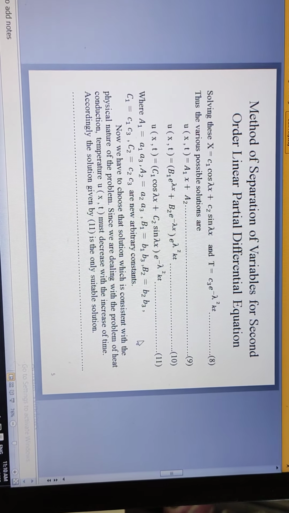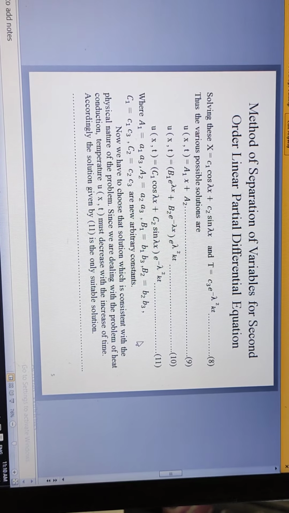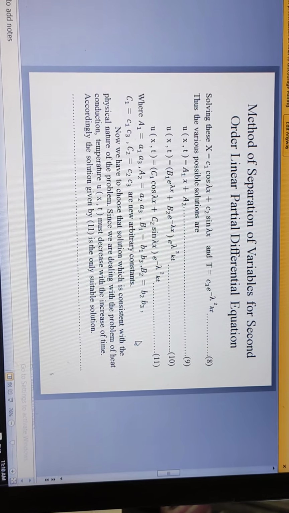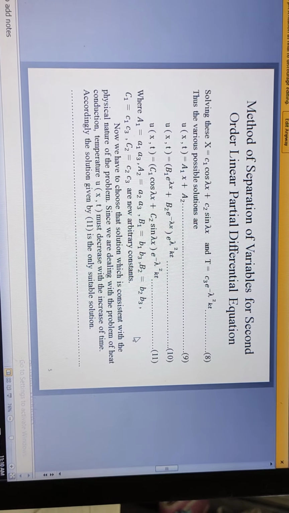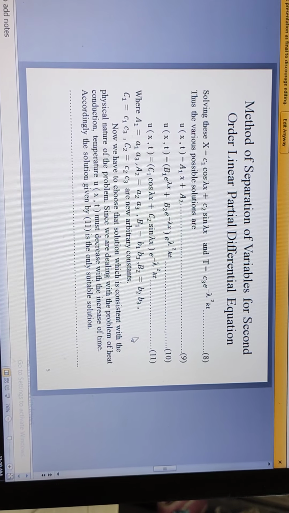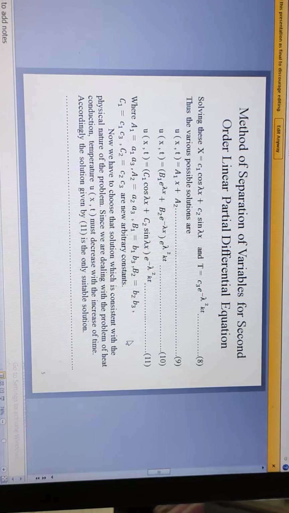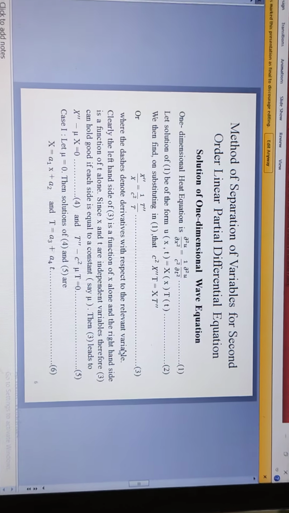Now we have to choose that solution which is consistent with the physical nature of the problem, since we are dealing with the problem of heat conduction. So the temperature must decrease with the increase of time. Accordingly, the solution given by 11 is the only suitable solution.